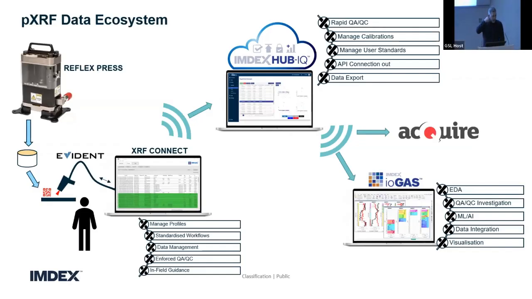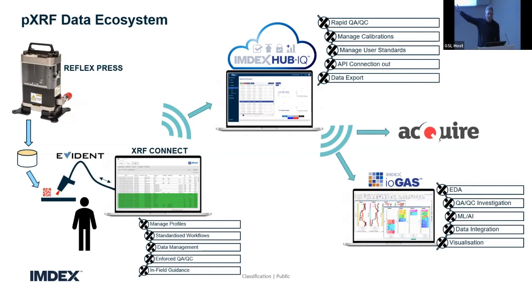This is an example of an ecosystem. I won't touch too much on it, but one of the things we've heard about portable XRF a bit today. Again, I thought I'd better put this in, otherwise Todd would have a go at me, and I can't deal with 2 people having a go at me today. But here, this is an example of an ecosystem we've used in projects. This is something we do, Imdex hub system.